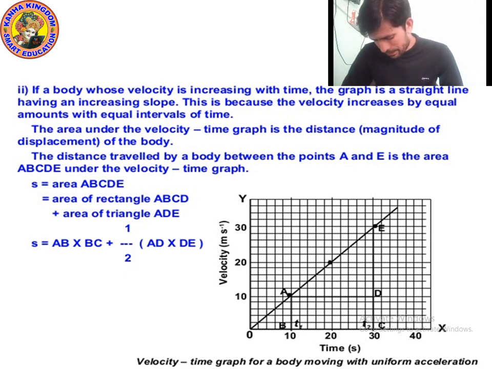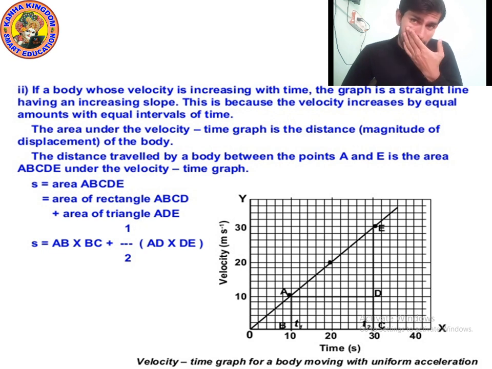So when the speed is changing, then acceleration will definitely be produced. For this, the graph will be a straight line graph. As you can see, the area under the velocity-time graph is the distance, the magnitude of displacement, of the body. So just imagine that on the x-axis we have shown time, and on the y-axis we have shown velocity.